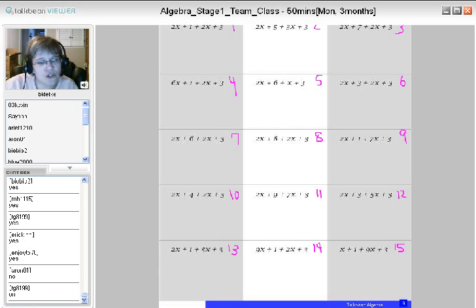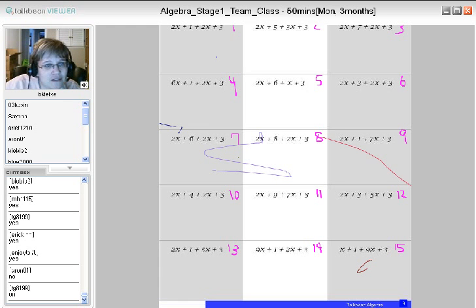Okay, so what you're going to do is I have written a number beside each of the problems on the screen. You're going to be able to use your pen, and what I want you to do is combine the like terms for your question. Just write in your area, okay?